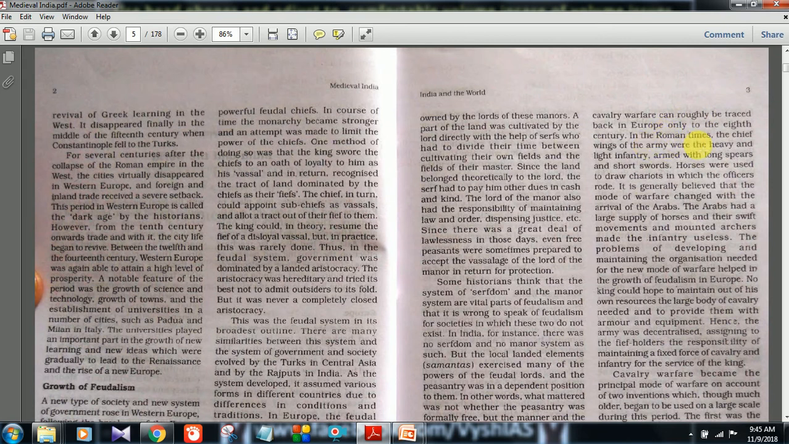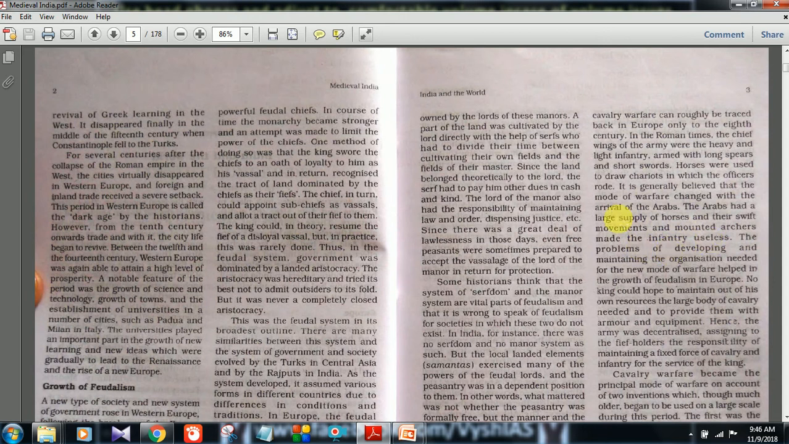Okay. In the Roman times, the chief wings of the army were the heavy and light infantry armed with long spears and short swords. So again, they are going into a lot of detailing, which is not at all important for our exam sake. Okay, we're just reading through it. Horses were used to draw chariots in which the officers rode. It's generally believed that the mode of warfare changed with the arrival of the Arabs. The Arabs had a large supply of horses, and their swift movement and mounted archers made the infantry useless.